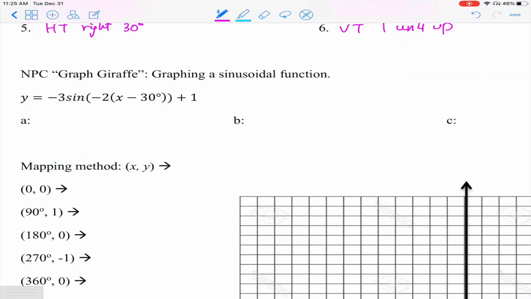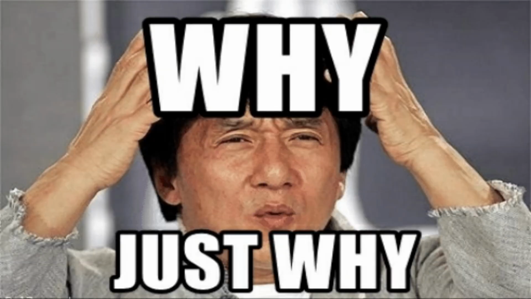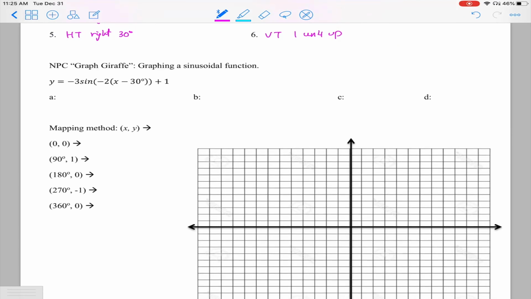Next one is example graph. Now, graphing a sinusoidal function. So we're going to graph this on to this Cartesian plane.